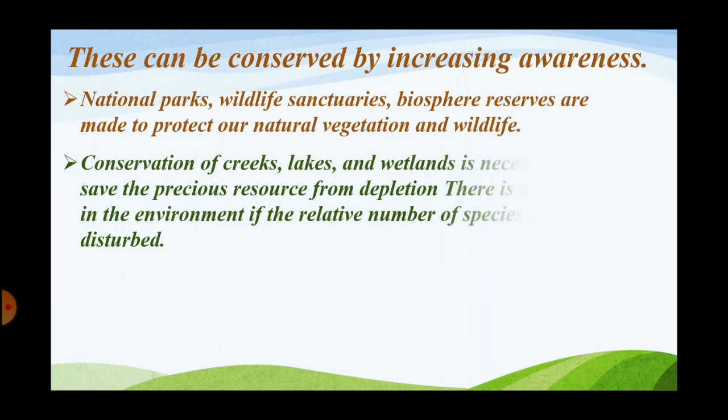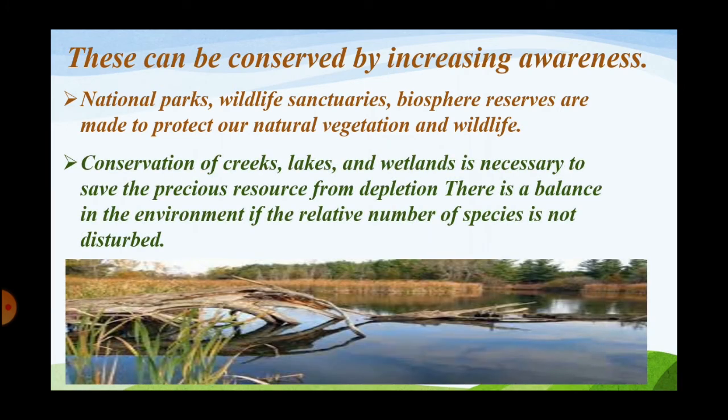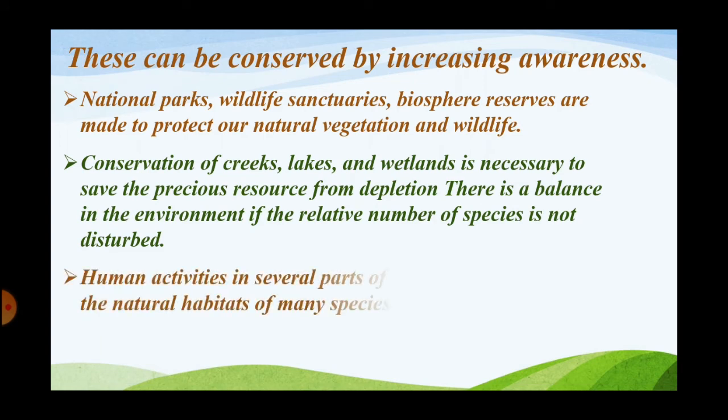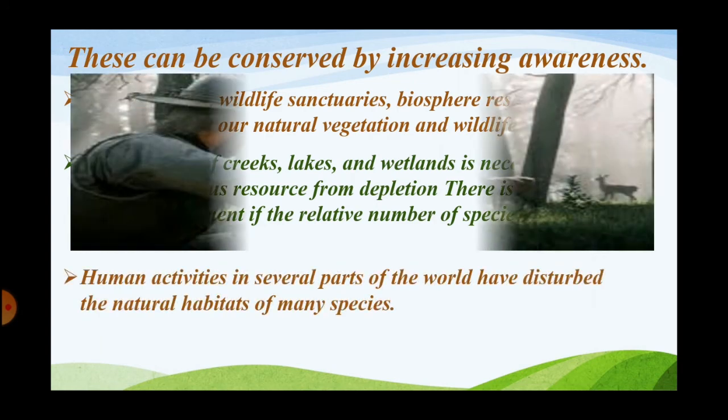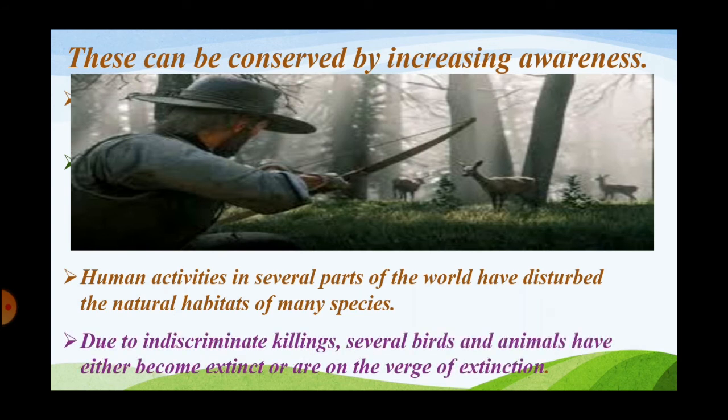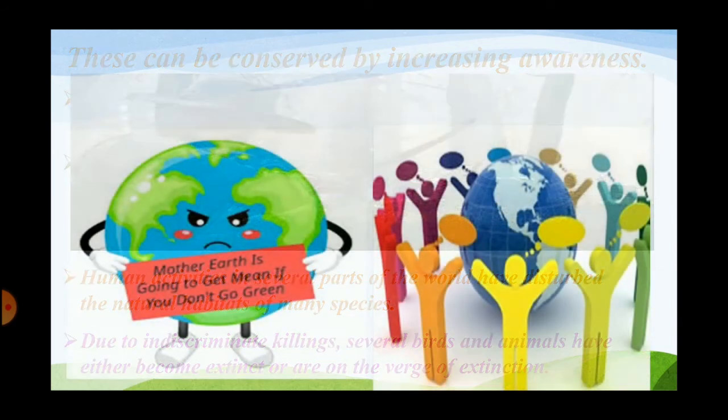Conservation of creeks, lakes, and wetlands is necessary to save the precious resource from depletion. There is a balance in the environment if the relative number of species is not disturbed. Human activities in several parts of the world have disturbed the natural habitats of many species. Due to indiscriminate killings, several birds and animals have either become extinct or are on the verge of extinction.